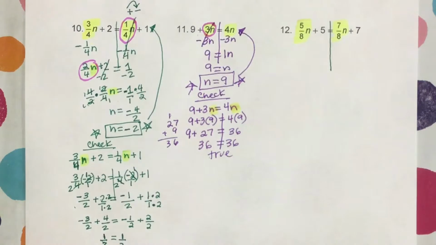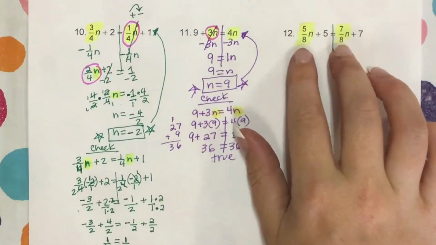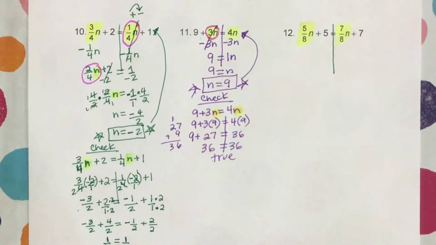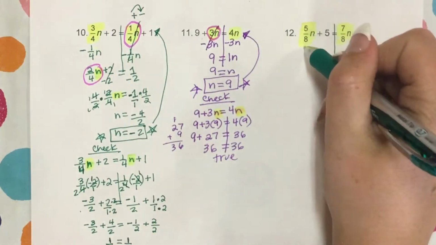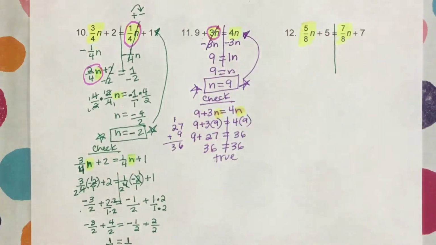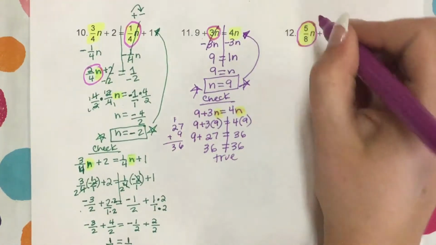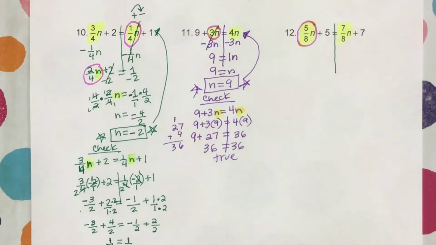All right, so we're looking at these coefficients, and we have to move the lesser coefficient. So that would be here. 5/8 is less than 7/8. So we are going to be moving this one right here, the 5/8 n, to the other side of the equation. So we do that through inverse operation.